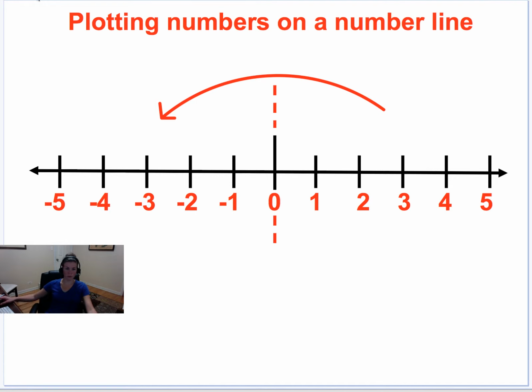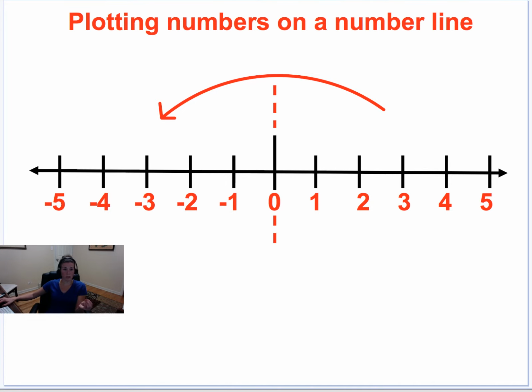Now hopefully what you've noticed is that going from 0 to the right you have positive 1, positive 2, positive 3. And going from 0, if we head to the left, you have negative 1, negative 2, negative 3. So if I could hold this number line in front of me and fold it right here on 0, what you'll notice is positive 1 would match up with negative 1. Positive 2 would match up with negative 2. Positive 3 would match up with negative 3, and it would go on like that forever.